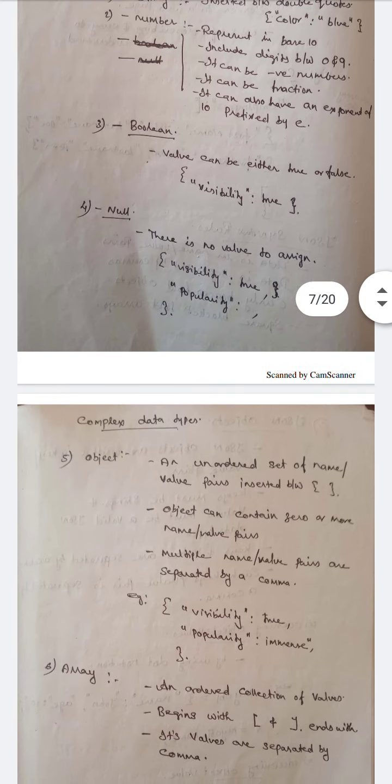It can also have an exponential, that is e raised to the power. It can also hold an exponent value. So the number data type can hold the base 10 values 0 to 9 and negative numbers, then fractions and exponentials. The number data type holds these kinds of values, that is digits, meaning base 10 numbers.